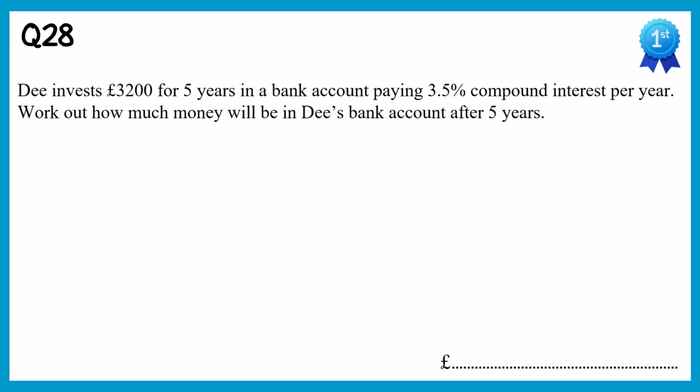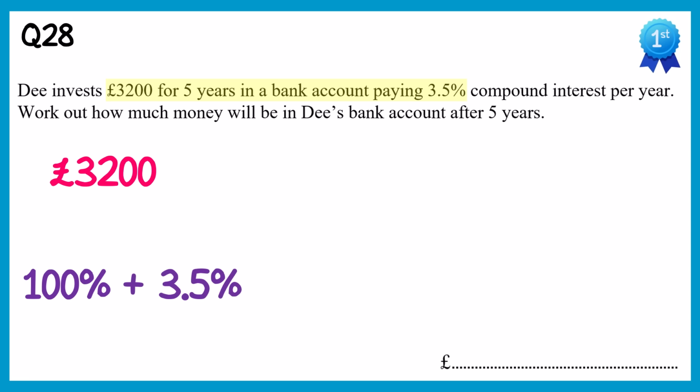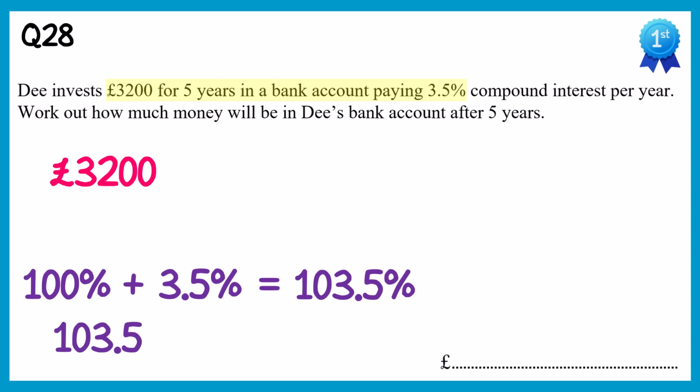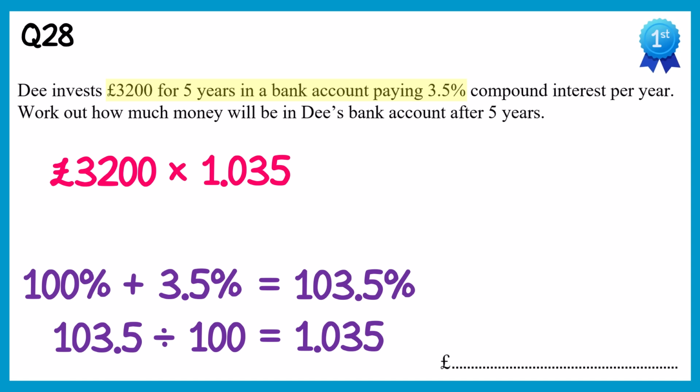In this question, we're told that D is going to invest £3,200 for 5 years in a bank paying 3.5% compound interest per year. We need to work out how much money will be in D's account. So we start with the money, £3,200, and then we multiply this by the multiplier for a 3.5% increase. To work this out, we say 100% plus 3.5% will be 103.5%. Then we divide this by 100, so 103.5 divided by 100, which is 1.035. So this is the multiplier for 3.5% interest. So we multiply 3,200 by this multiplier. But we need to do it for 5 years, so we do it to the power 5.